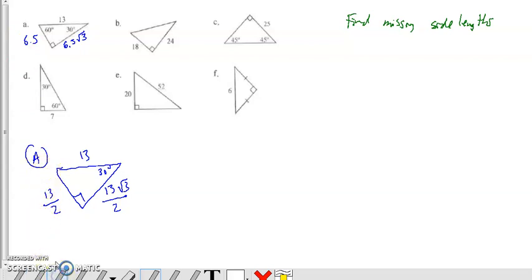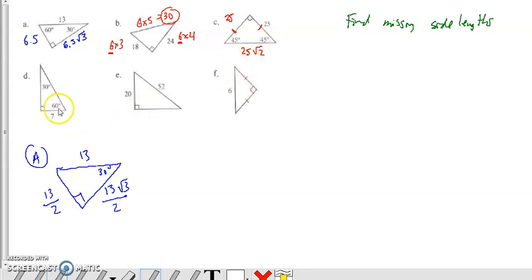Okay, for B, hopefully what you recognized was between 18 and 24, there's a 6. So this is really 6 times 3, and this is really 6 times 4, right? So there's 6's. So this is a 3, 4, which means that this should be 6 times 5. So this will be 30. So this was our special right triangle of the 3, 4, 5 triangle. Okay. For C, 45, 45, which means that this side is exactly the same as that. So 25, which means that this is 25 root 2.